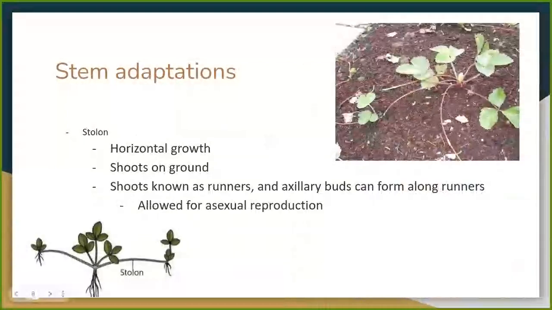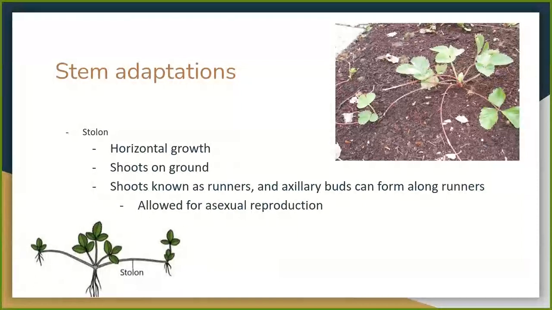Another type of stem is the stolon. Stolons are structures that grow horizontally, but they grow above ground. So you can see it on the image. The things connecting the leaves are stems, and they are found above ground. The shoots are known as runners, and then axillary buds can form on said runners. This enables the plant to reproduce asexually, as plantlets can grow out from the axillary buds and run along the runners.